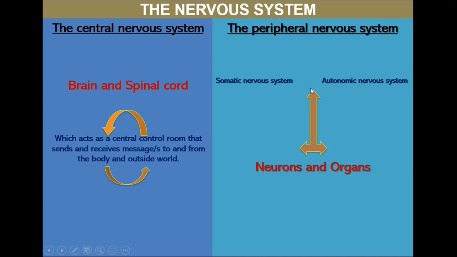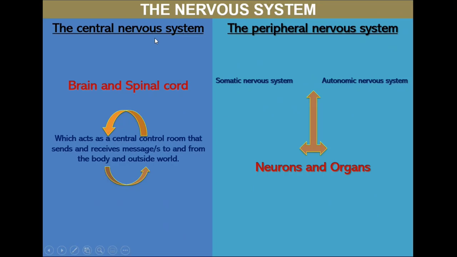Then you have the peripheral nervous system, made up of the neurons and organs that lie outside and beyond the brain. They're not connected. We have the somatic nervous system as well as the autonomic nervous system. So let's start with the central nervous system.